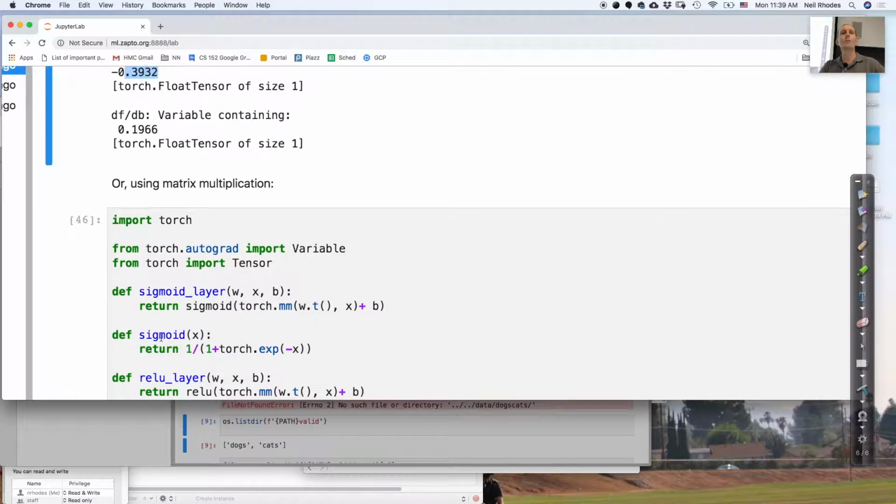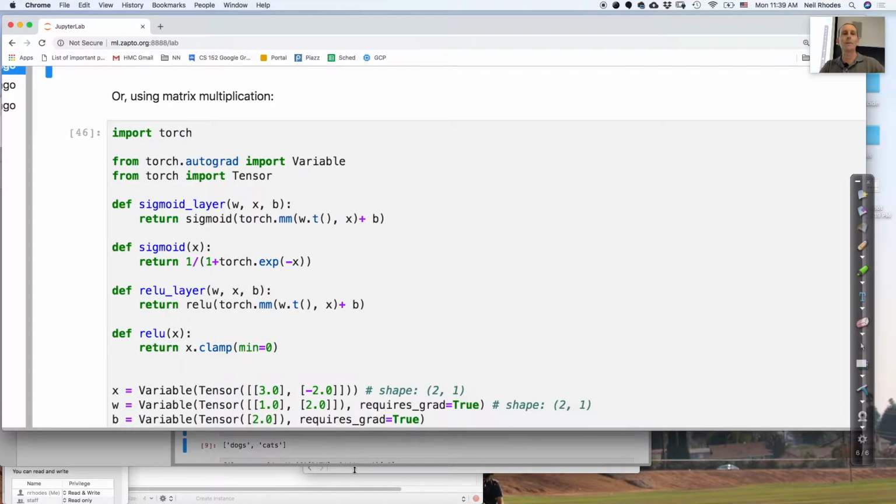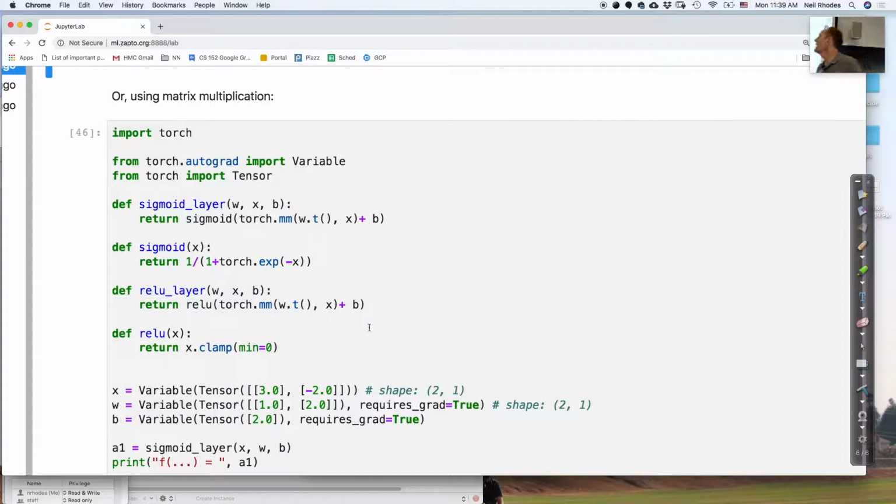Okay, to make this clear, we can actually use tensors here. So let's look at matrix multiplication. Let's say we're going to define a sigmoid layer. This sounds suspiciously like a neural network. With a W, an X, and a B. And we're going to do a matrix multiply of W transpose and X plus B. And then take the sigmoid of that, where sigmoid is just that same 1 over 1 plus e to the negative whatever.